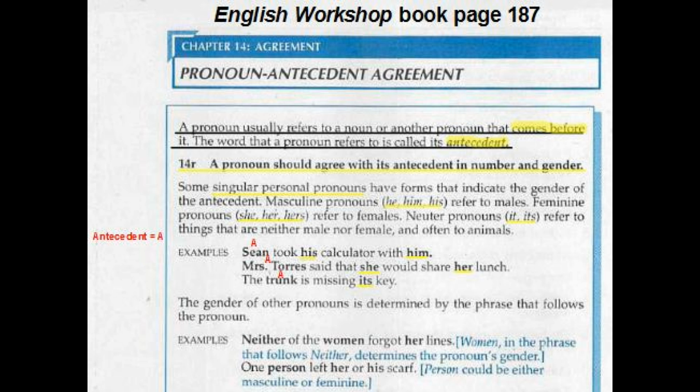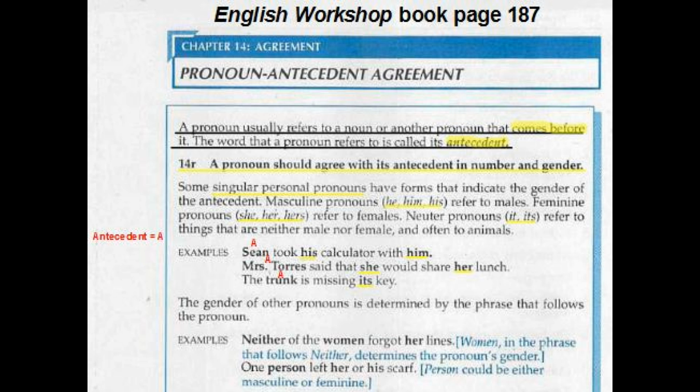So let's read right below that, and I want you to underline some important information in the paragraph right below that as well. Okay, I need you to highlight as I read. Some singular personal pronouns have forms that indicate the gender of the antecedent. Masculine pronouns, he, him, and his, refer to males. Feminine pronouns, she, her, and hers, refer to females. Neuter or neutral pronouns, it and its, refer to things that are neither male nor female and often to animals. So let's look at just a few examples below.